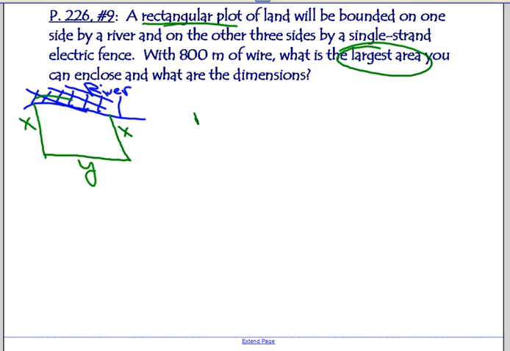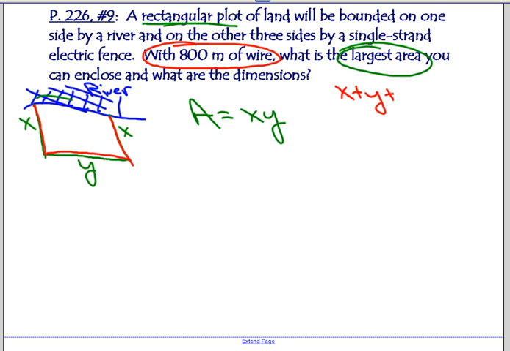Okay, area. Area is easy. It's a rectangle. It's x times y. And that equation looks nice, except there are two variables. So I need a secondary equation. In the problem they gave me 800 meters of wire. It goes here, here, and here. So I've got an x plus a y plus an x for my wire, and that'll take up my 800 meters. So 2x plus y equals 800.